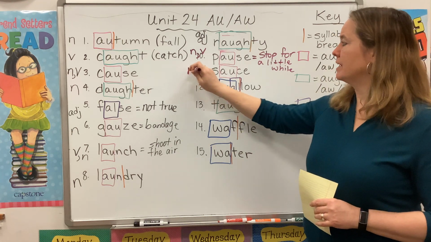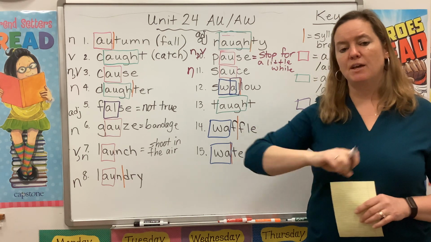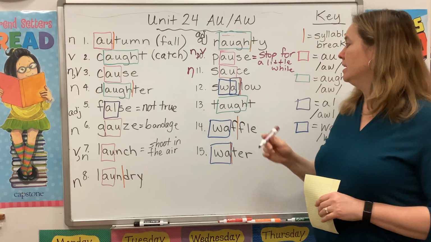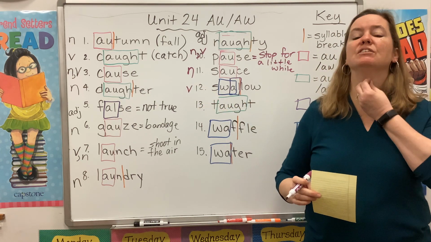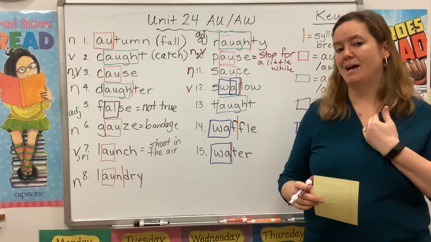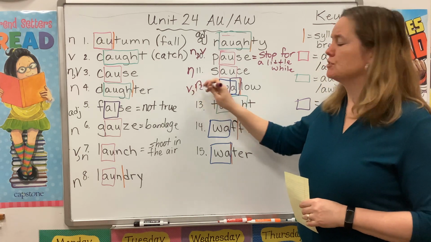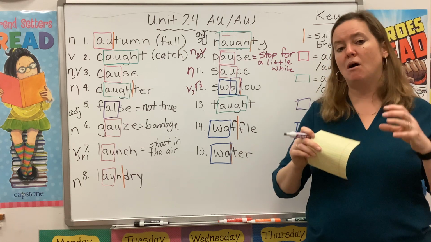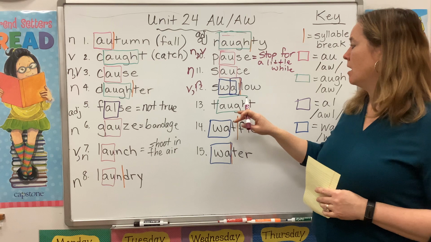Sauce is a noun. You can have tomato sauce, you can have cream sauce. It's just something that you pour over your food. Swallow is a verb. When you eat, you have to swallow. You push the food down into your throat. It can be a noun also if you're talking about a bird. There's a small bird called a barn swallow, so that would be a noun.